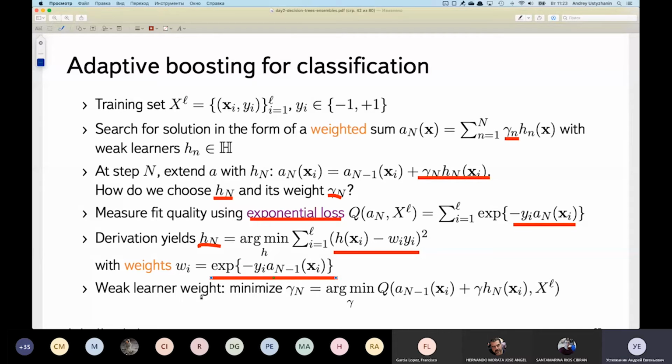Given this, we can minimize over the weight gamma n, which is another minimization problem that minimizes our exponential loss, and then we can also compute it by computing a derivative.